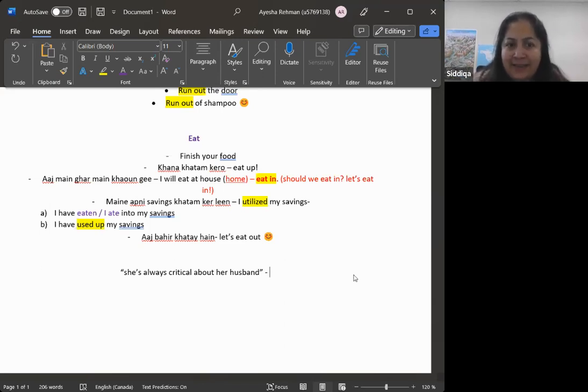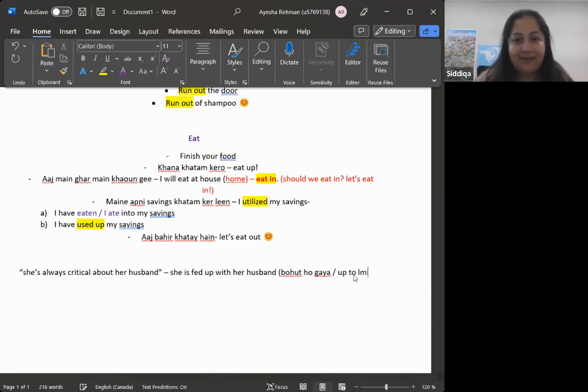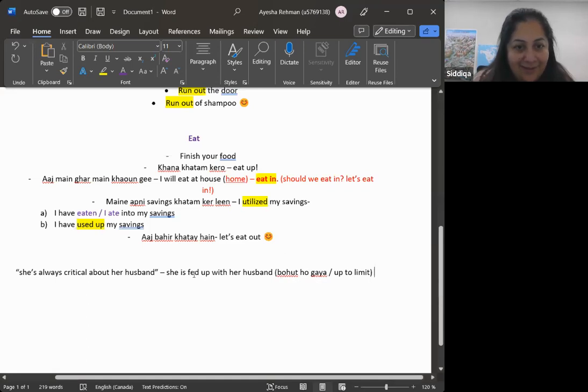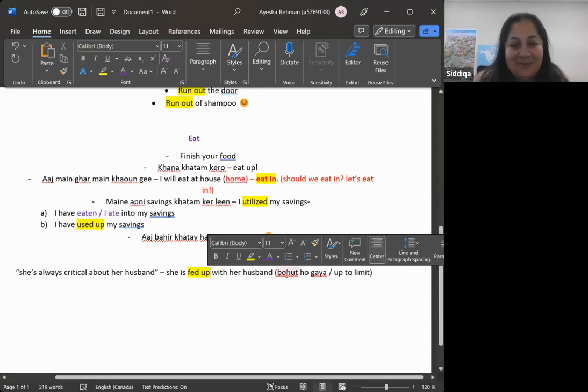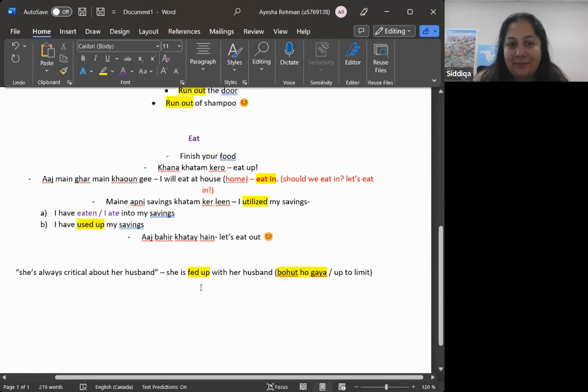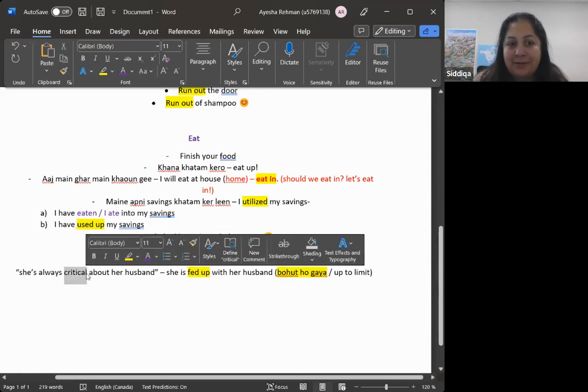So how do we say this? I might be wrong, but I think she is fed up with her husband, something like that. So this has a different meaning. This means done, like to the limit. Not the same meaning. It means they're going to go for divorce now. So this is this over here, but we still need to know what we use when you're always critical about someone.